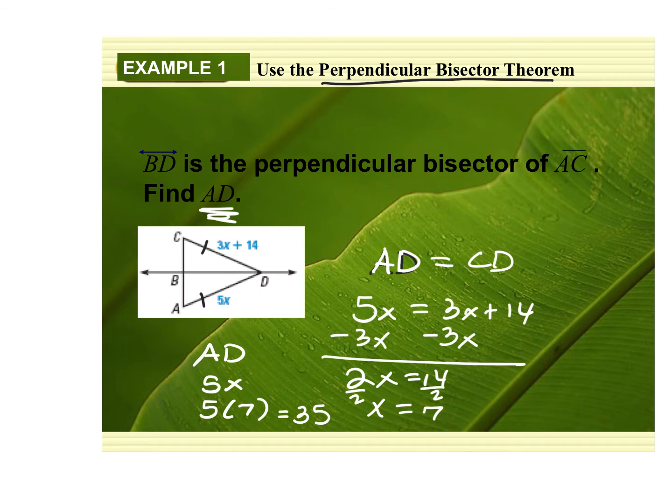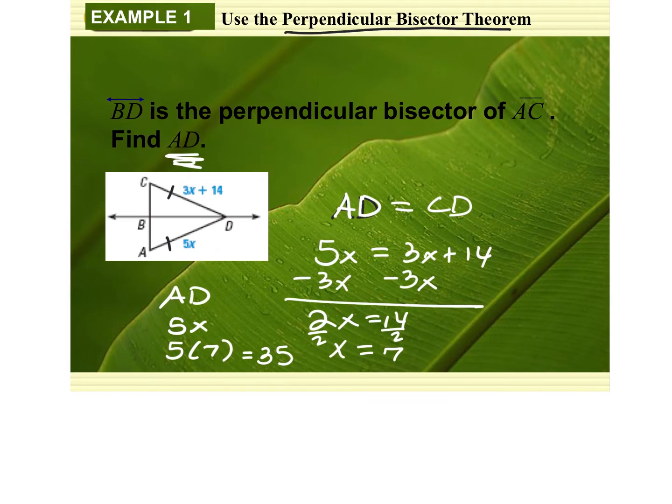Now, if you were to plug that into CD, remember these are equidistant, so I would get the exact same answer. If they switched it and said find CD, I could do the same thing. 3 times 7 plus 14. 21 plus 14, and I still get 35. Because point D lies on the perpendicular bisector, I know that point D is the same distance to both endpoints. So it's the same distance to C as it is to A.